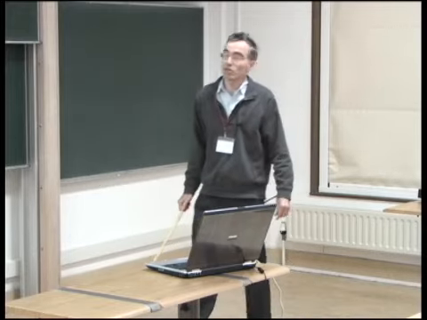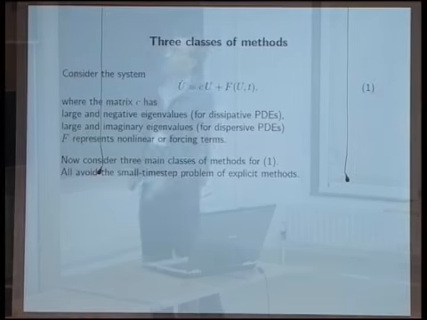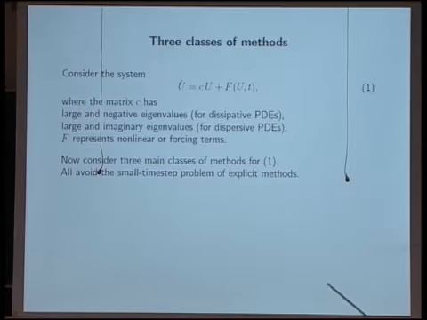And if we're talking about a dissipative PDE, such as Kuramoto-Sivashinsky, then this matrix c will have some large negative eigenvalues. If we're talking about a PDE such as KdV, then the matrix c will have large imaginary eigenvalues in the oscillatory case. And f represents the nonlinear terms or some forcing terms. So I'm going to briefly describe three types of methods for solving this system that get around this problem of the small time step.